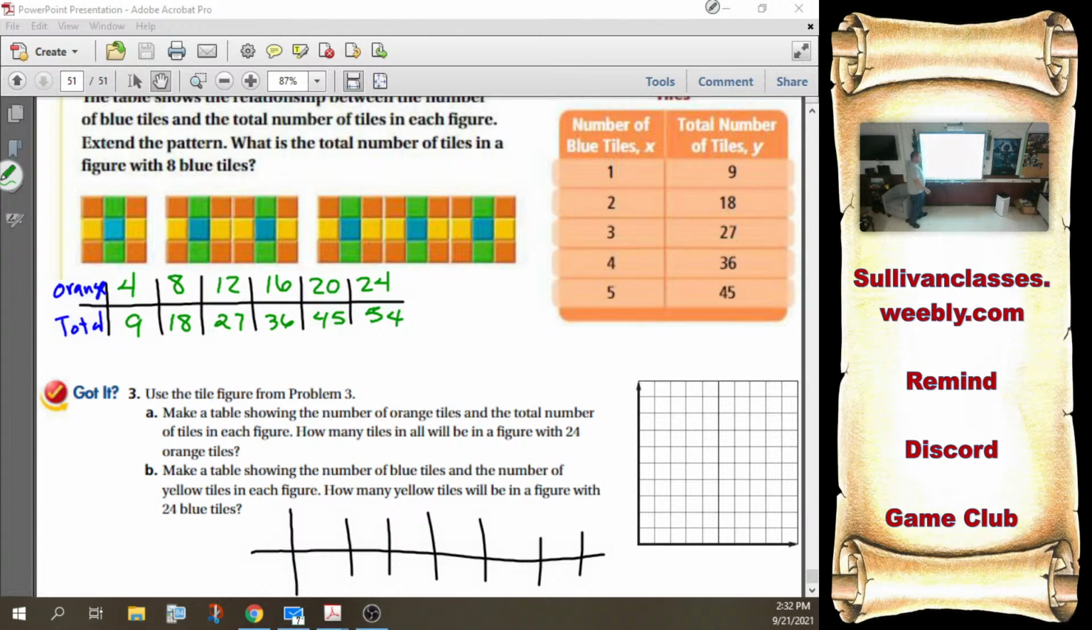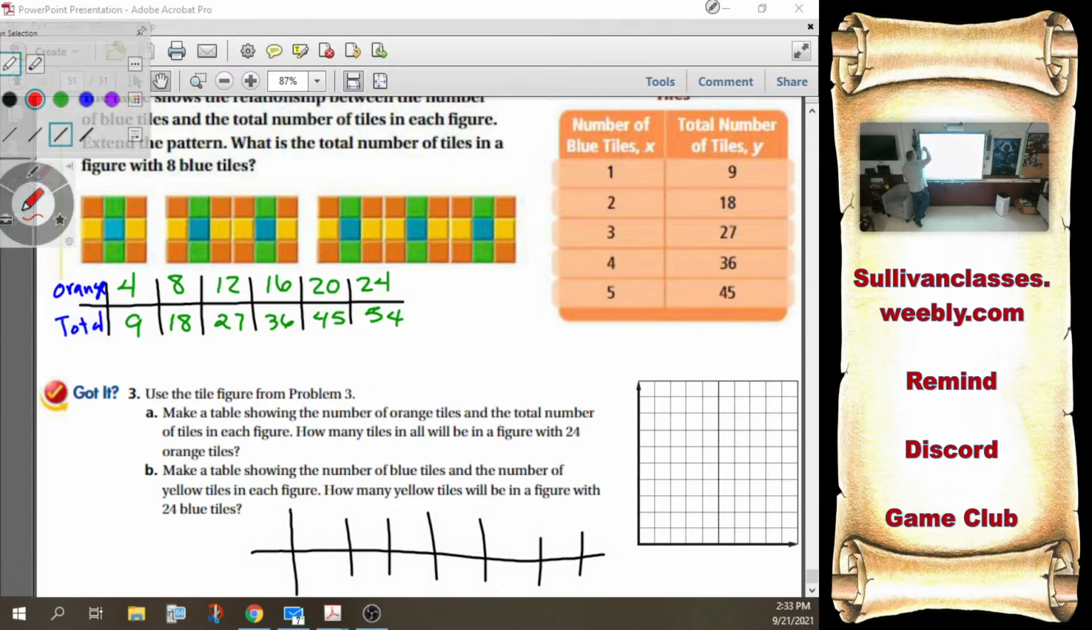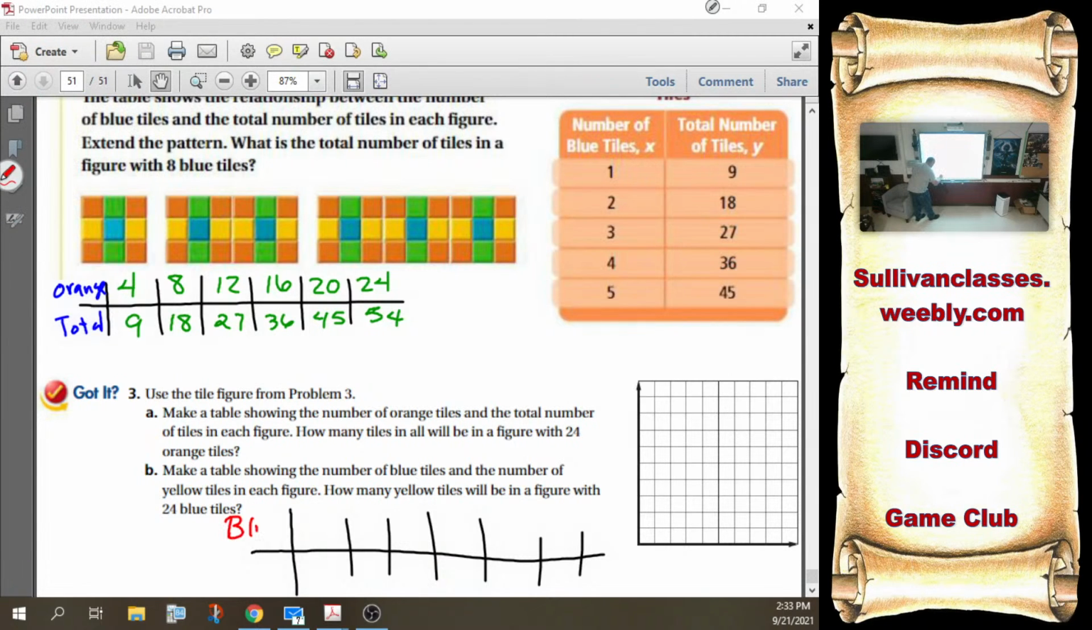Okay. Make a table showing number of blue tiles and the number of yellow tiles. So now it's not to the total. Now I'm going to go blue to yellow and say there's, well, this one's easy. 1, 2, 3, 4, 5, 6, 7. Right? Only one in the center of each. Yellow: start with 2, then 4, 6, 8, 10, 12, 14.